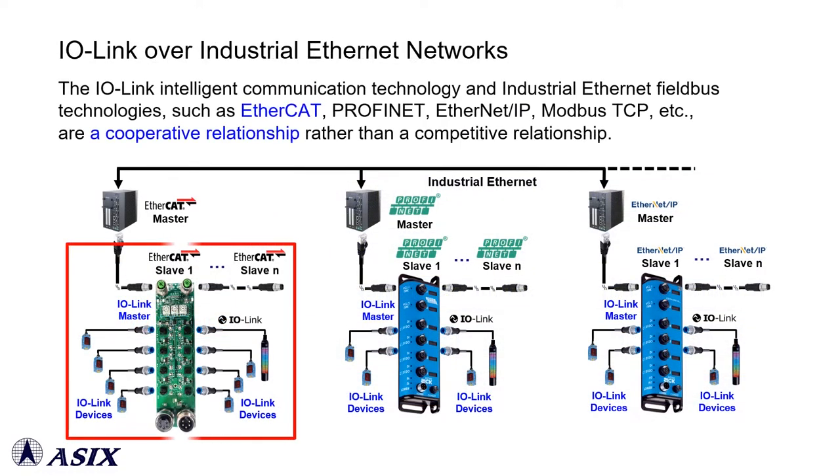The I/O Link intelligent communication technology and industrial Ethernet fieldbus technologies, such as EtherCAT, Profinet, EtherNet/IP, Modbus TCP, etc., are a cooperative relationship, rather than a competitive relationship. Using the EtherCAT to I/O Link Gateway solution, engineers can easily install the newest I/O Link smart sensors and actuators on EtherCAT industrial Ethernet networks in the Smart Factory.